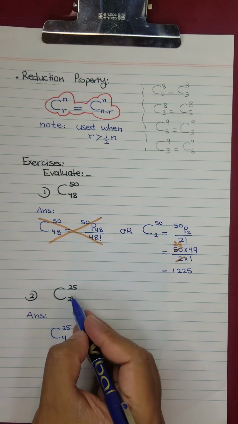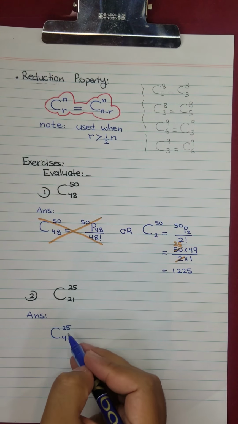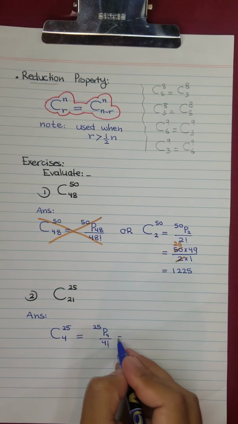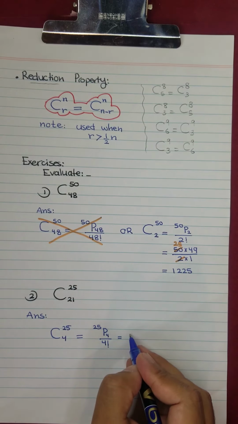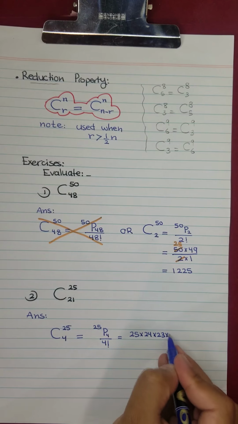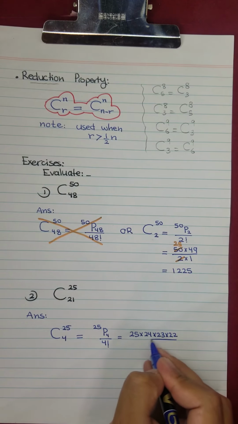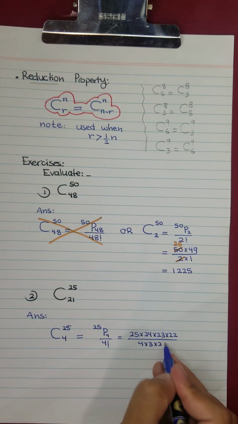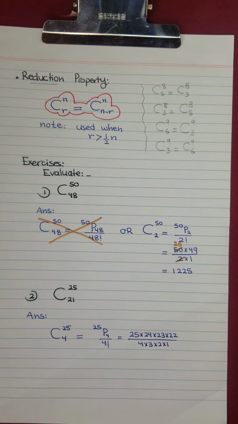Now this combination and this combination will give you the same answer. But this one is a lot easier because we only have 4 as r. So it's going to be 25 permutation 4 divided by 4 factorial, and this is going to be 4 actions starting with 25. So it's 25 times 24 times 23 times 22 divided by 4 factorial, which is 4 times 3 times 2 times 1. Now we'll cancel whatever we can.